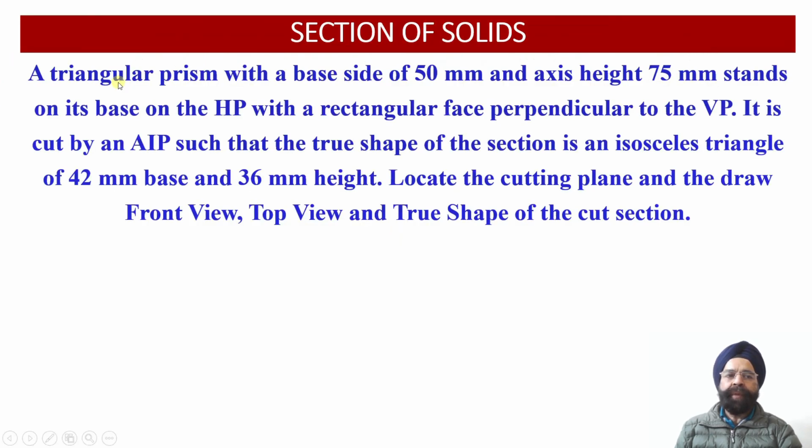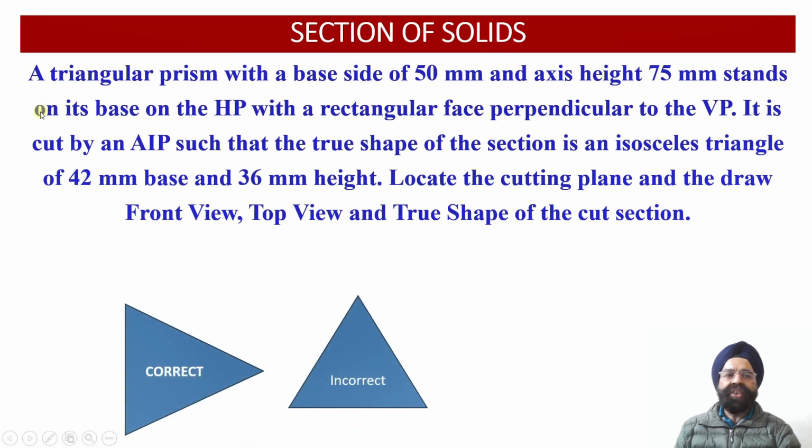Now here we have been provided a triangular prism with base side of 50 millimeter and axis height equal to 75 millimeter. And this triangular prism stands on its base on the horizontal plane with one rectangular face lying perpendicular to the vertical plane.